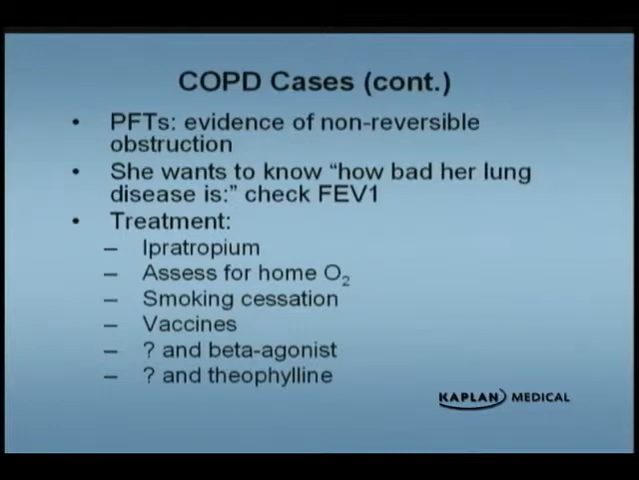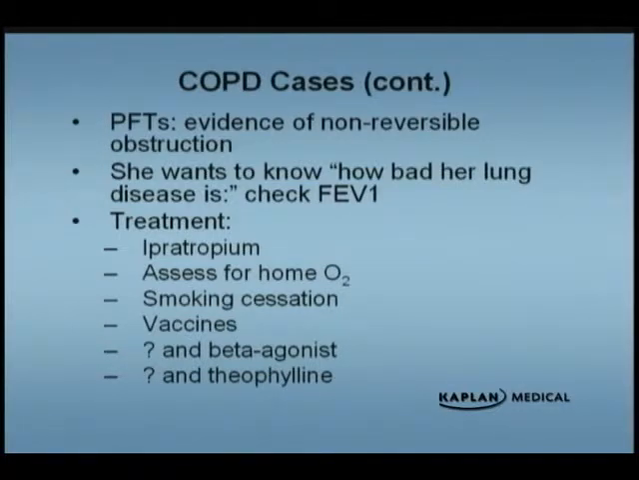And then how do we treat? We said we give the patient ipratropium. That's what she's getting already. She gets assessed for home oxygen. We tell her about smoking cessation. And then, of course, I forgot to tell you this about the vaccines. She has to get the vaccines. The basic vaccines are the pneumococcal vaccine every 5 years or once in a lifetime, and then the influenza vaccine every year. The Haemophilus influenzae vaccine, most of these patients have received already, but that's the third one you've got to make sure she gets.